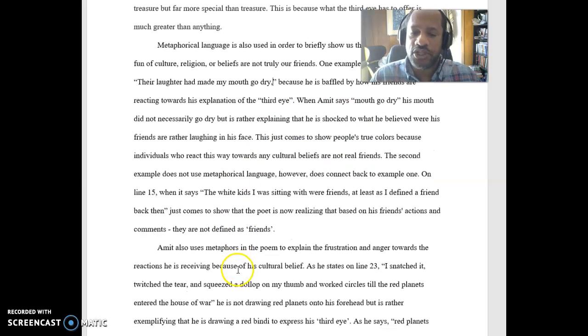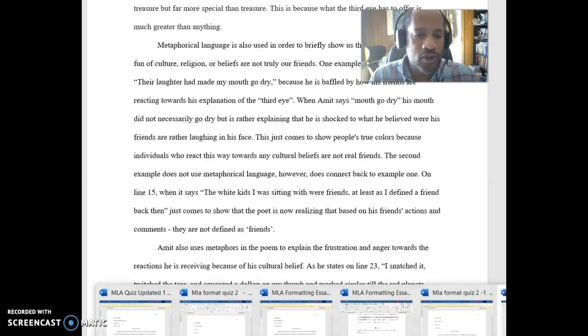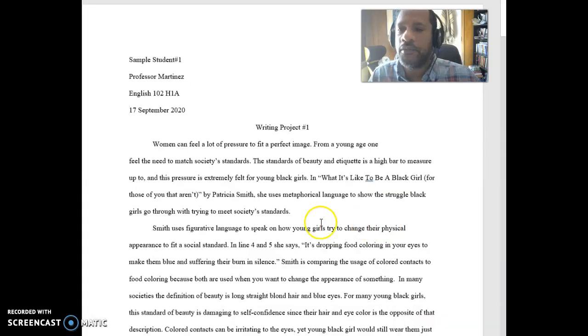Okay, and so just recognizing that that's how we develop the idea. We explain very specifically what the metaphor means. Imagine that you're writing to somebody who completely doesn't understand the poem. What is it that you would say to them? Look at the next one that we have. That is sample draft one.